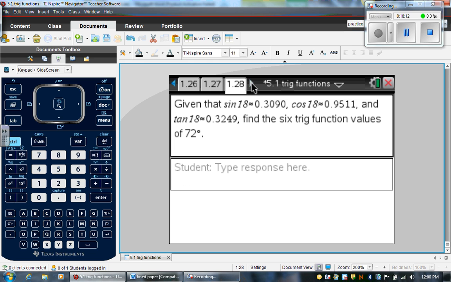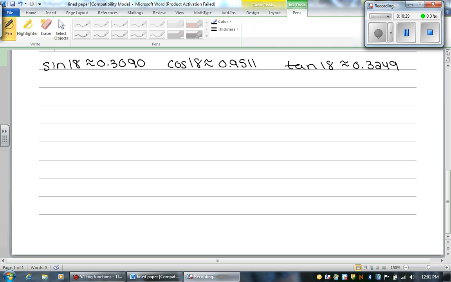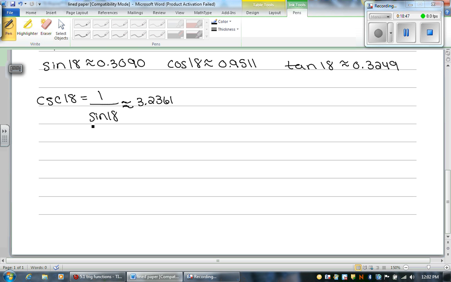So given that sine of 18 is approximately 0.3090, and cosine of 18 is approximately 0.9511, and tangent of 18 is approximately 0.3249, find the six trig function values of 72 degrees. Okay, so using our reciprocal functions, we can say that cosecant of 18 degrees is equal to 1 over sine of 18 degrees. So this is approximately 3.2361. Essentially what I did is I took that sine of 18 and replaced it with what sine of 18 equaled, and popped it in my calculator.